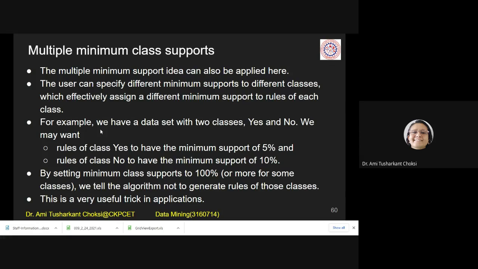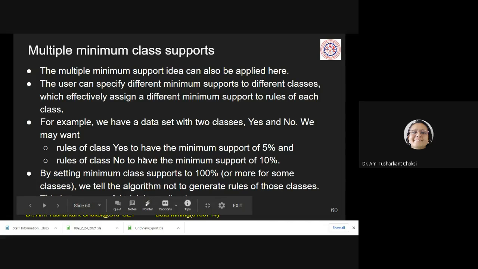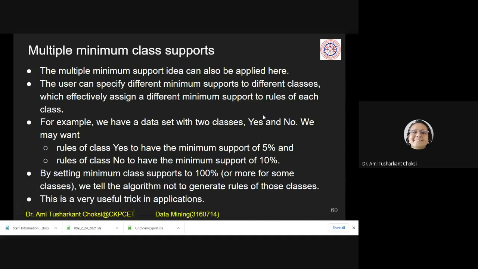So one example, the necklace and bread butter that we have talked of. Now let us consider one more example. We have a data set with two classes, say yes and no. We may want rules of class yes to have a minimum support of 5% and rules of class no to have a minimum support of 10%. So we can have that, isn't it?